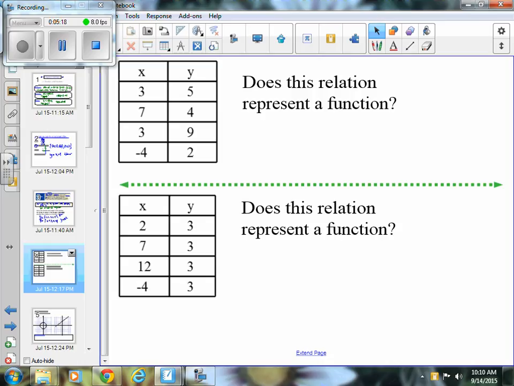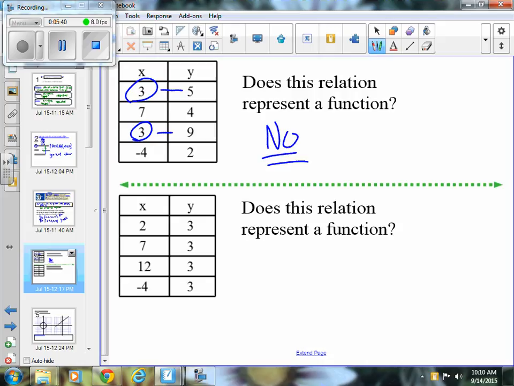Let's look at tables. Can you tell from a table? There's the top and the bottom. Which one represents a function? Well, let's look at the top one. I see some repeating x values. 3 is paired with 5, and 3 is paired with 9. That means there are 2 different outputs for that one input. That means it's not a function because there are repeats.